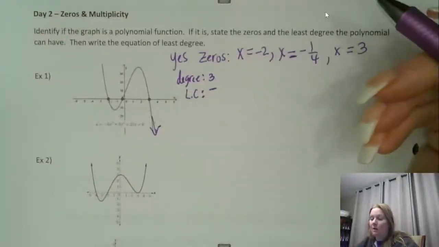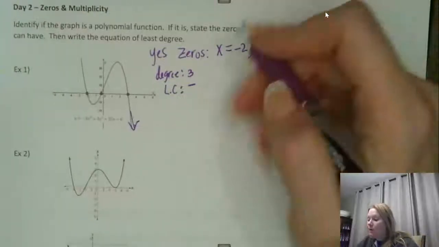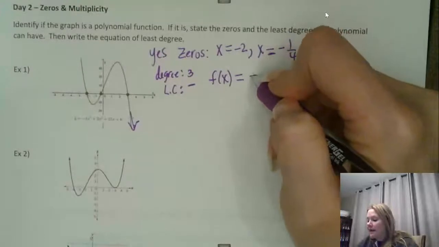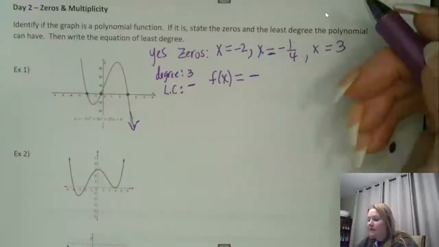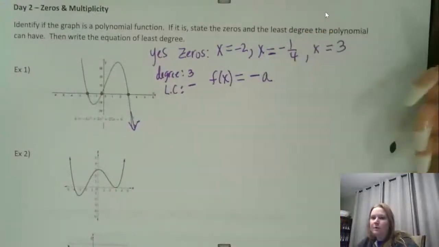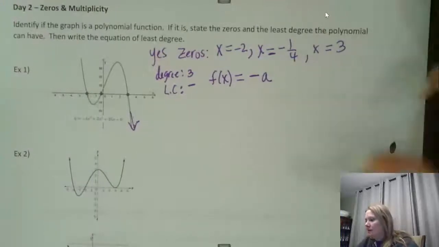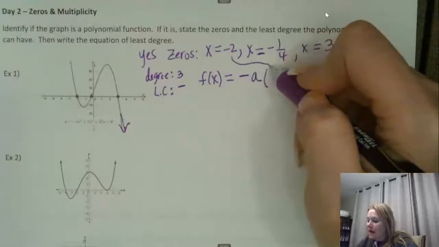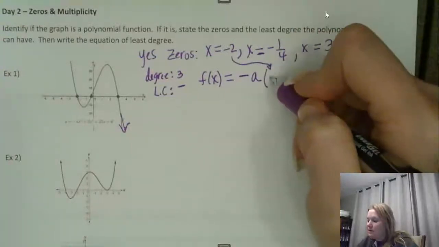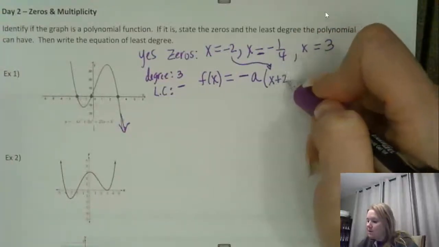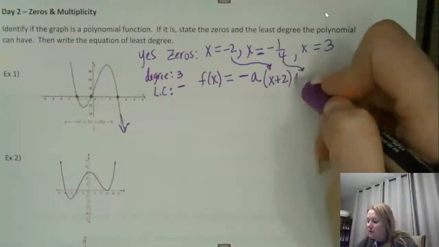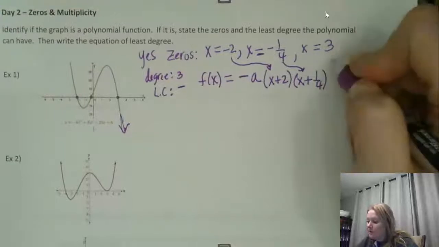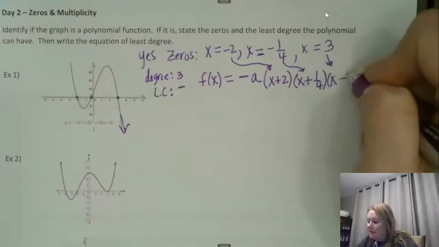Leading coefficient, well, we said if it starts up and ends down, ending down means it has a negative leading coefficient. So if I were now going to write the polynomial function, f of x, I know the leading coefficient is negative. I don't know the value of the leading coefficient, so I'm just going to call it a right now. And then I know since x minus 2 is a 0, x plus 2 is a factor. Right now, we're going to write this as x plus 1/4. And then this is x minus 3.